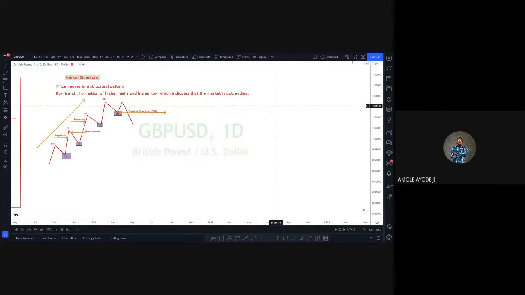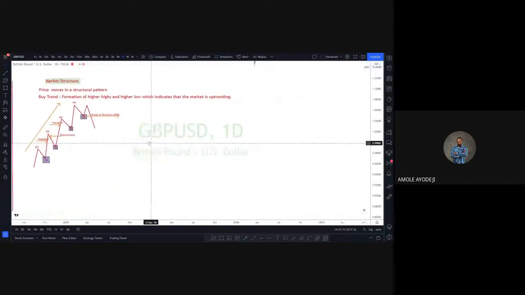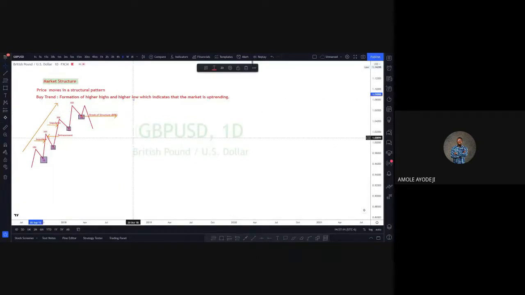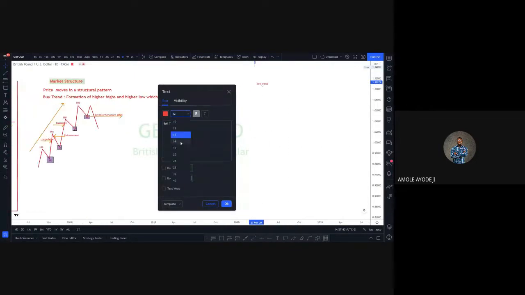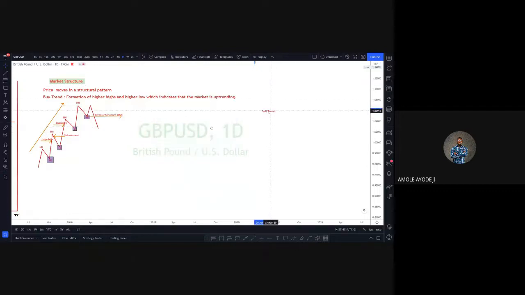Are we getting me? Now, let me pause here so that I don't go ahead of myself. And let's talk about the sell trend now. As we move on, you will see why I asked us to stop and move to this sell trend. This is a buy trend. Like I told you, it's a pattern. It's part of the three patterns I talked about the other time. This is a buy trend. Now let's go to the sell trend.